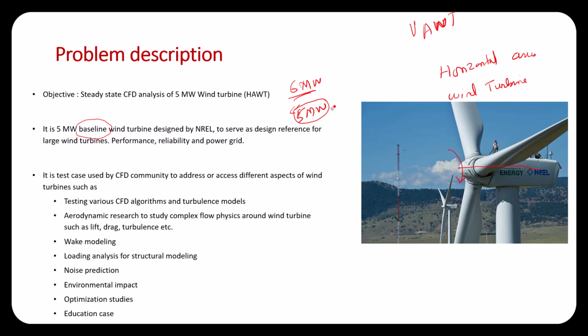CFD is one of the fields where this wind turbine serves as a study reference for students and professionals. It serves as a design reference for large wind turbines, and now we can see that there are large turbines at 7 megawatt and 15 megawatt coming into operation. By studying this wind turbine, we can study the performance of large wind turbines, their reliability in operation, and how they interact with the power grid. All these things we can study on this wind turbine.